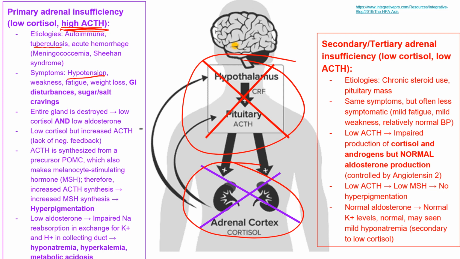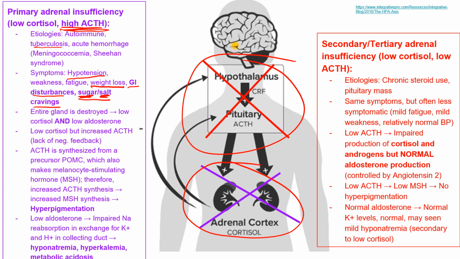We'll see weight loss. We'll also see, in some interesting aspects of the presentation, that they'll often have GI disturbances and sugar or salt cravings, which makes sense because of the lack of cortisol. Their sugars will be low, and because of the lack of aldosterone in this case, their salt levels will be low. So they'll get cravings for sugar and salt.